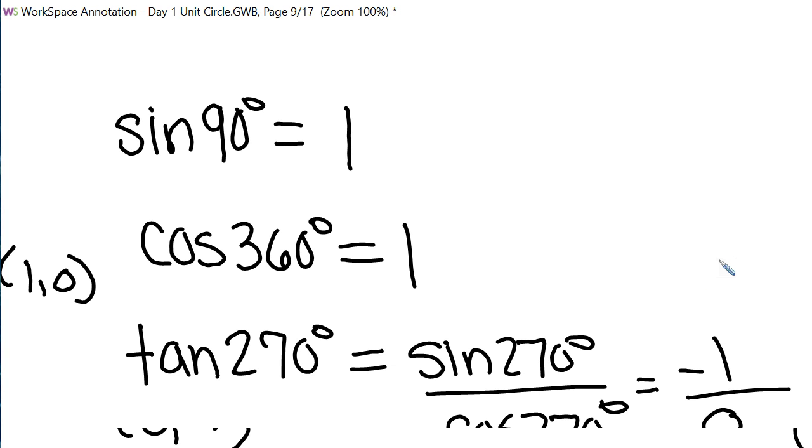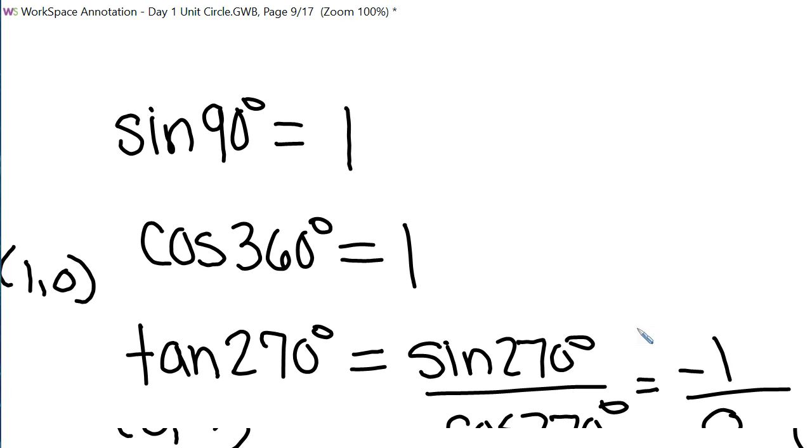What if I ask you for the tangent of 180 degrees? You have to do the same thing. Sine of 180 degrees divided by cosine of 180 degrees. What's the sine of 180? 0. What's the cosine of 180? Negative 1. And 0 divided by negative 1 is 0. So you'll need to know those as well. But if you know where the ordered pairs are, and you know that cosine is the first value and sine is the second value, then you should be able to find those quadrantal angles pretty easily.